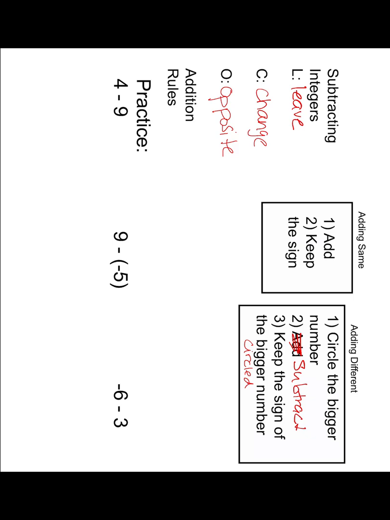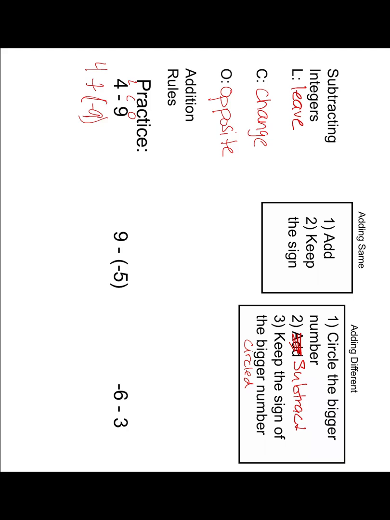All right, let's take a look at your first problem. 4 minus 9. Leave, change, opposite. Leave your 4. Change your minus sign to a plus sign. And then we're going to take the opposite of a +9, which is -9.